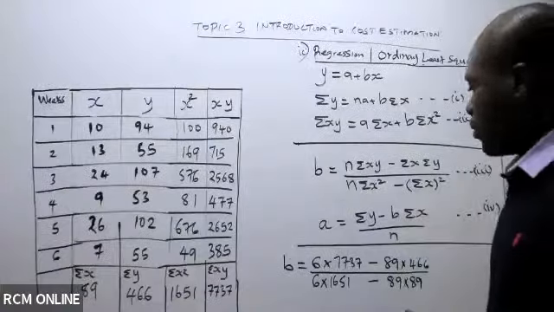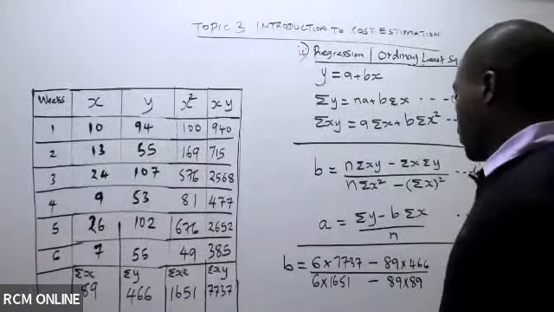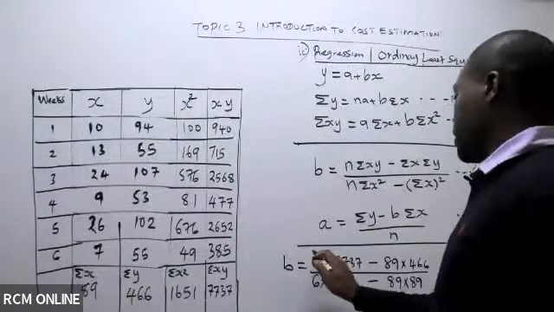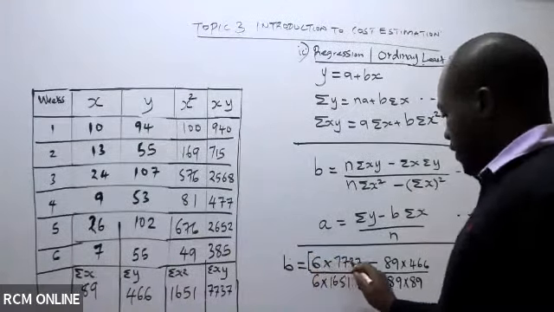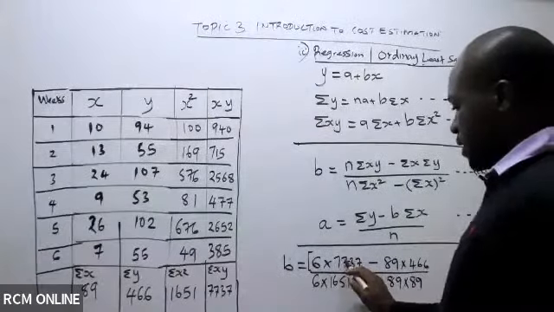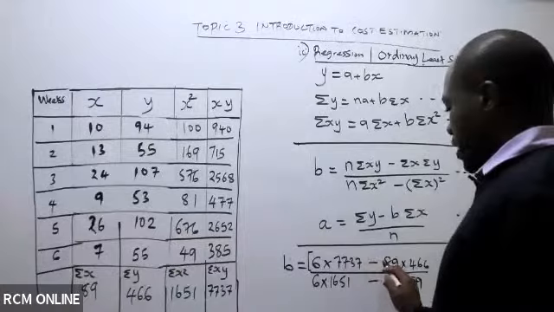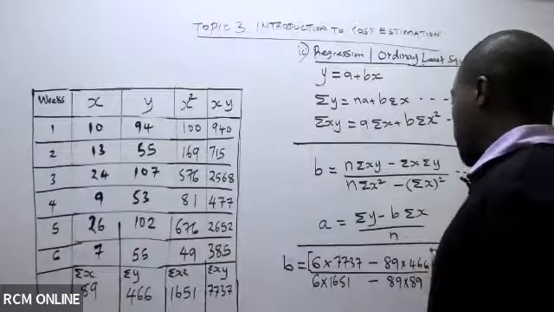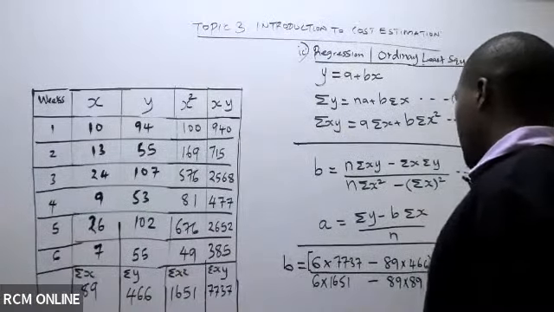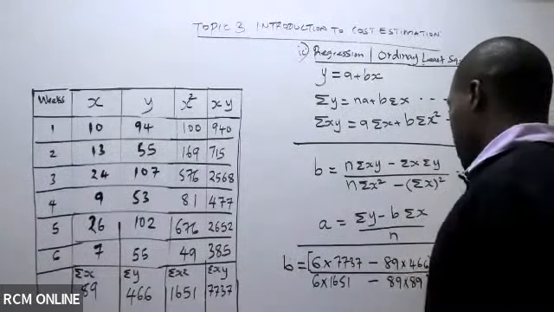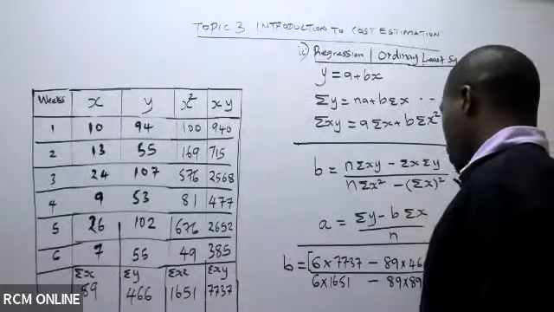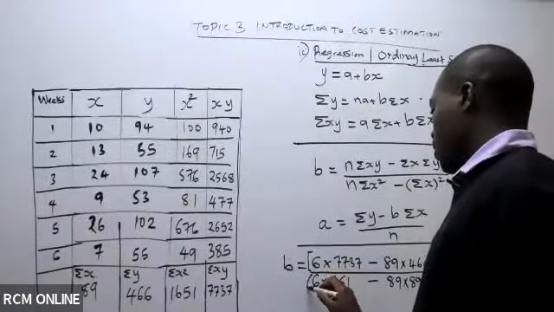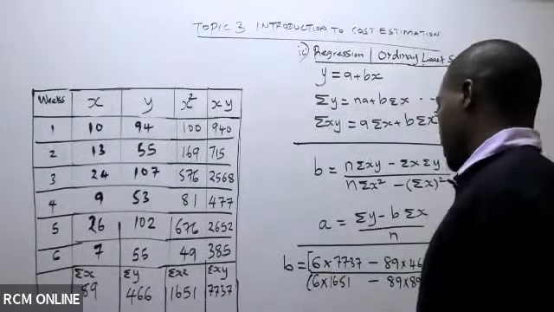Good. Now, if you know how to use your calculator, just go to your calculator, open this bracket here, write everything the way it is. 6 times 77, 37 minus 89 times 4, 66. Close the bracket. Then you say divide by. Don't even put another bracket, just say divide by. Then you put all of this in a bracket still.